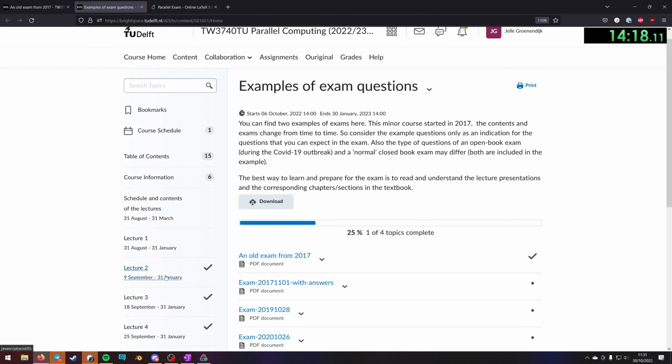Programming models are based on processes and threads. What's the difference between a process and a thread? I should know that one. A process has its own memory, or heap, and address space. They are independent from each other. This does cause more overhead.